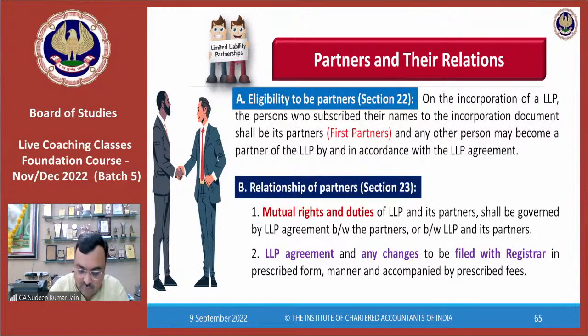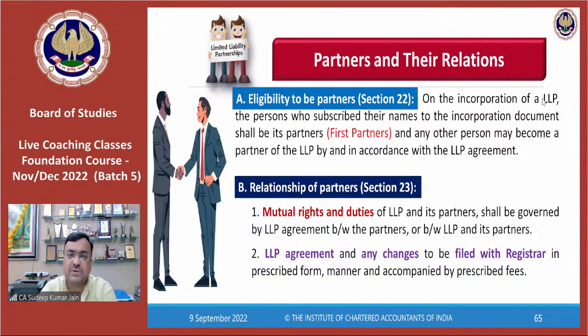Okay, let's start the topic. We are continuing from where we read yesterday. Partners and their relations. First is eligibility to be a partner, section 22. On the incorporation of LLP, the persons who subscribe their names to the incorporation documents shall be the partners. They are called the first partners. And any other person may become a partner of LLP by and in accordance with the LLP agreement.